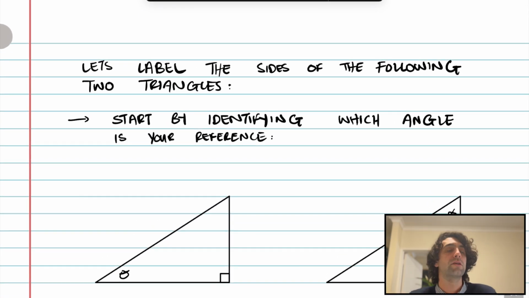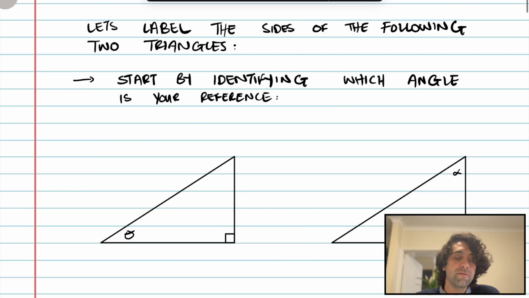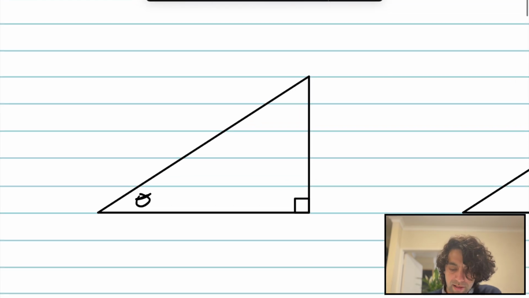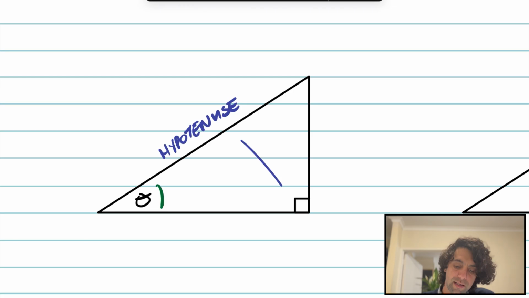Okay, so let's label the sides of the following two triangles. We're going to start by identifying which angle is our reference angle. I'm going to start over here. In this case, my reference angle is theta, the only angle they've given us. How do we go about labeling this triangle now? We know that the longest side in our right-angled triangle is always going to be the hypotenuse. So this is the hypotenuse, the longest side of our triangle. We know this is the hypotenuse because it's directly opposite our right angle in the triangle.